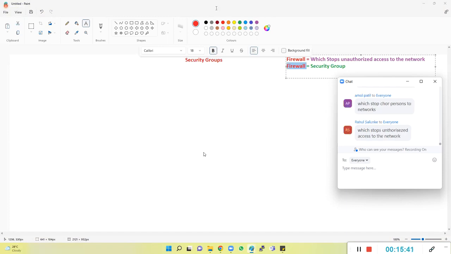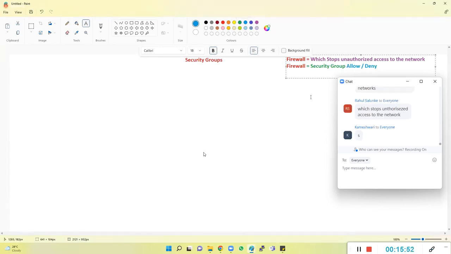Got it, guys? What is this firewall called here? Security group. Do you remember in security group we always go and allow and deny? Remember we discussed this. Whenever we want, we allow. Whenever we don't want, we don't allow it. Simple.